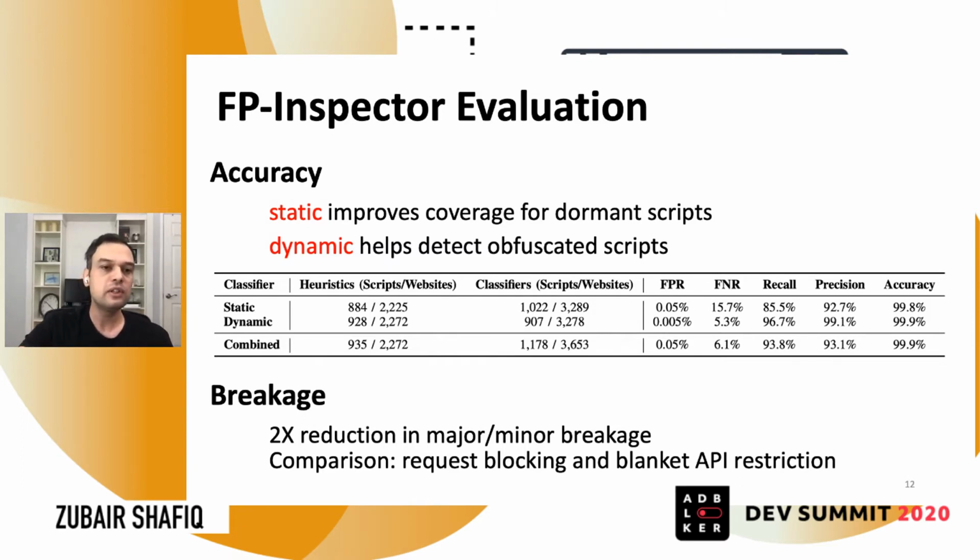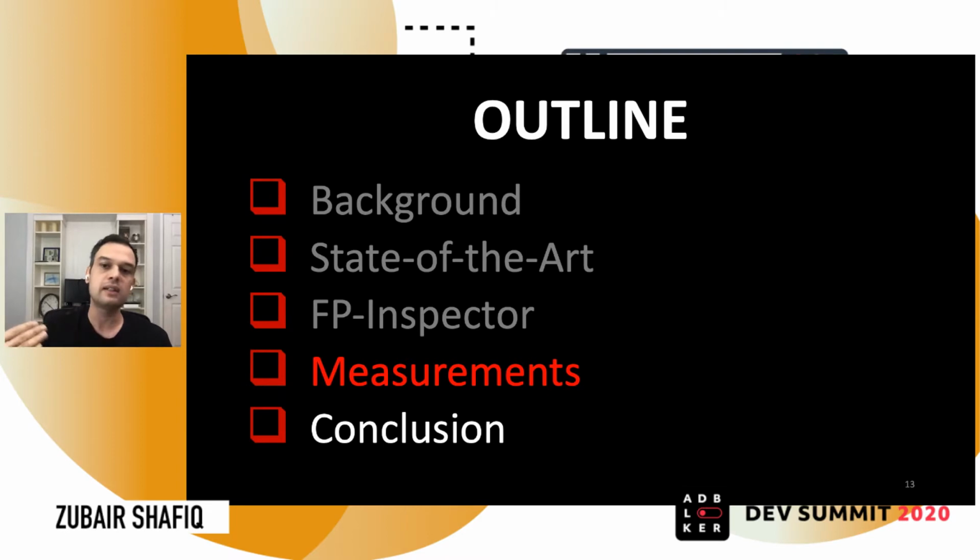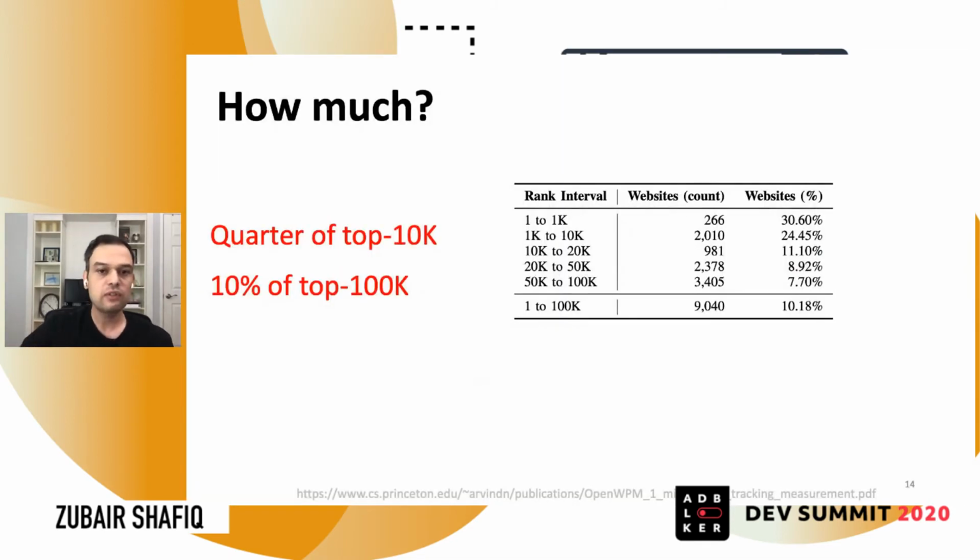We also then wanted to use FP Inspector and run it on a large scale to see how much fingerprinting is happening, who is doing it, and why they are doing this. So first, some numbers. We used FP Inspector to crawl the top 100,000 sites. And what we found was that fingerprinting is actually quite common.